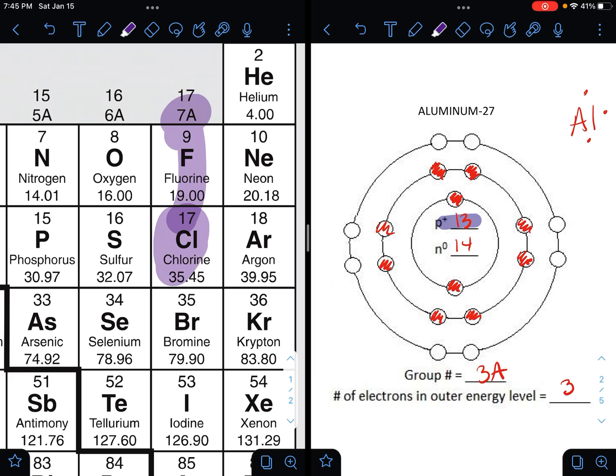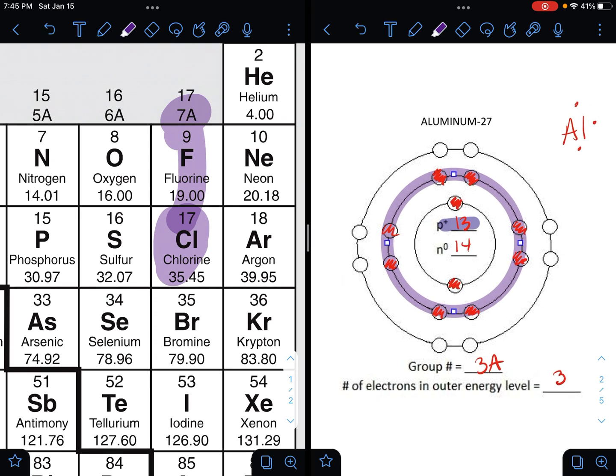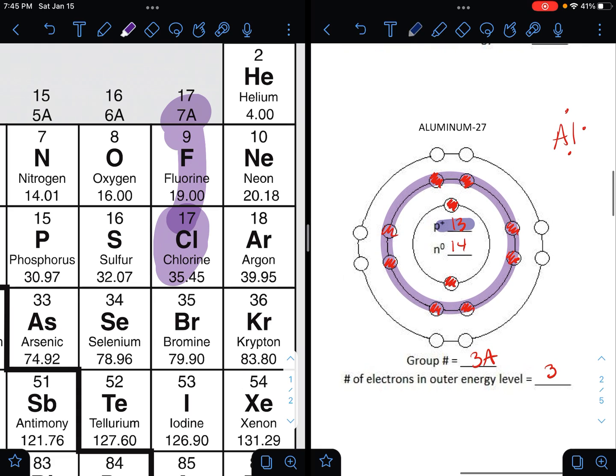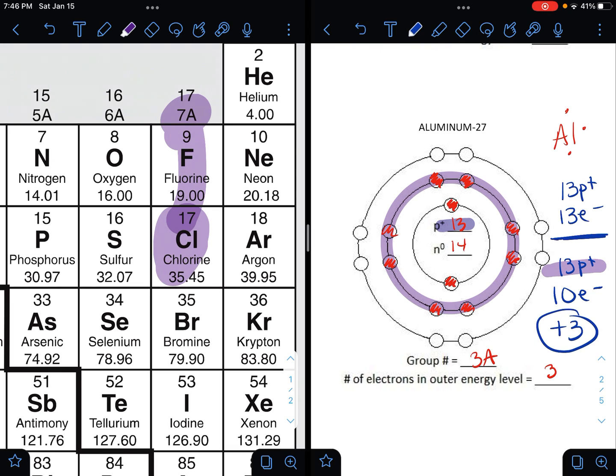And so now, again, its outer shell is the shell beneath that. And it has 8 valence electrons, so aluminum has satisfied the octet rule. So it lost 3 electrons. Originally, aluminum had 13 protons and 13 electrons, but it lost 3 electrons. So now it has 13 protons and only 10 electrons. So we can see there's 3 more positive protons than there are negative electrons. So the charge of it is plus 3.